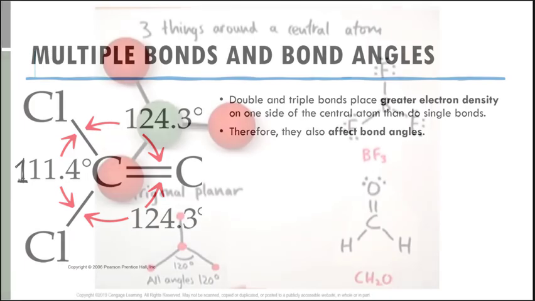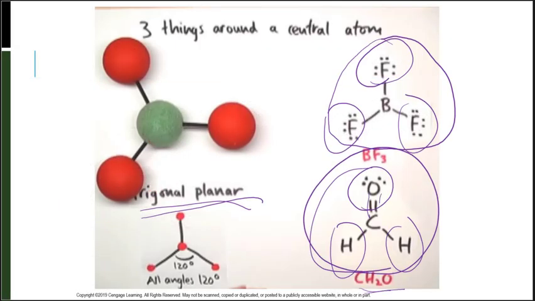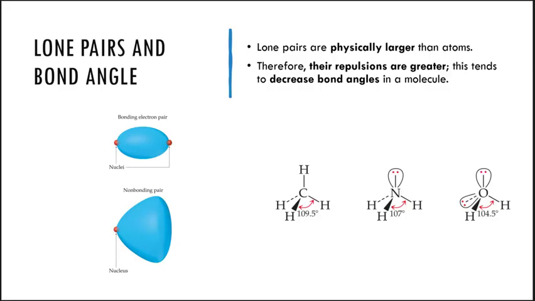So it's not quite equal, like this compound here where I've got this double bond. It's not going to be 120, 120, 120. This is going to push it and make that 124. Make that bond angle a little bit greater. Like I said, those lone pairs are physically larger than atoms, and their repulsions are greater than atoms.